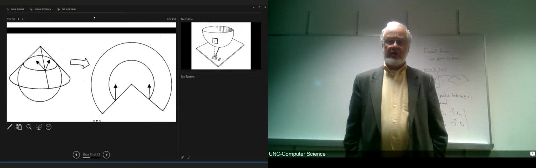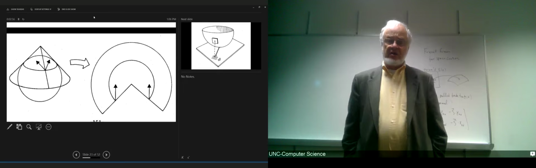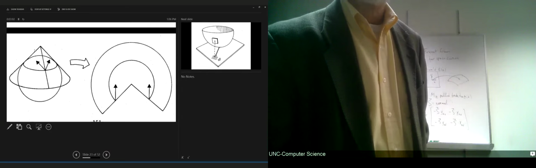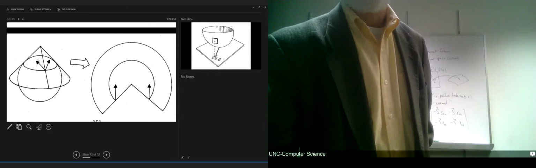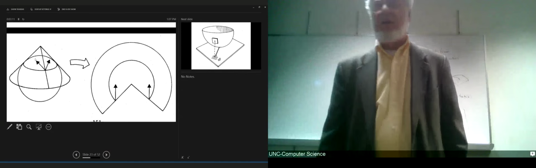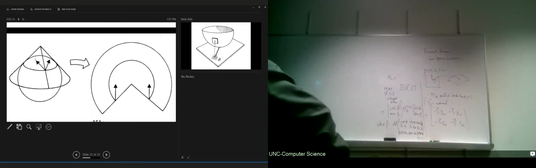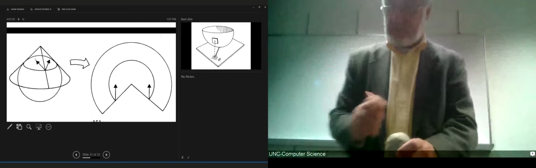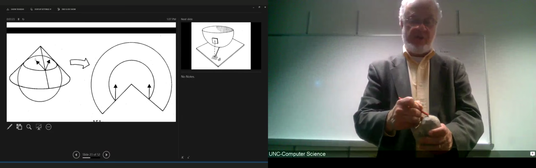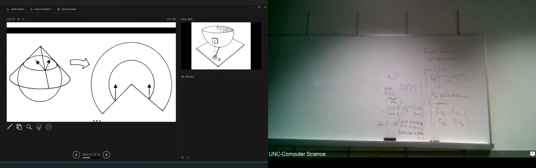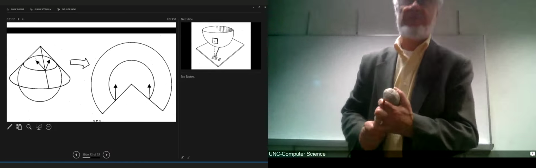Okay, so at any given point on the surface, we can draw a little circle. It doesn't have to be little, but we'll eventually be making it little, about that point. So the point on the surface is here, and I'm going to draw a little circle around it. It's not critical that it be a circle. It can be any closed curve, but we'll make it a circle.